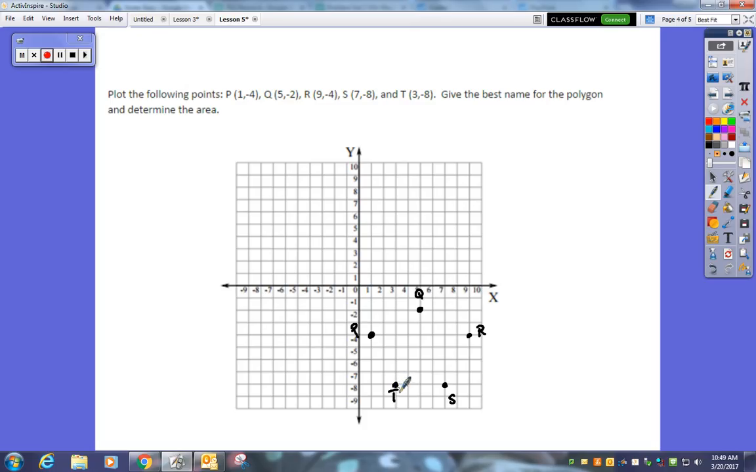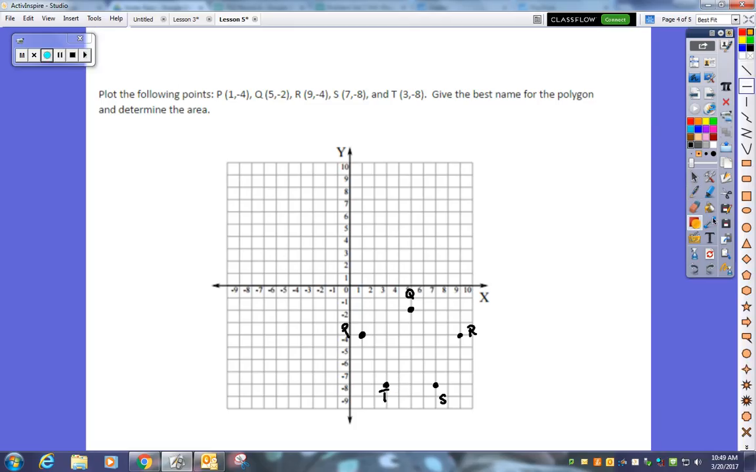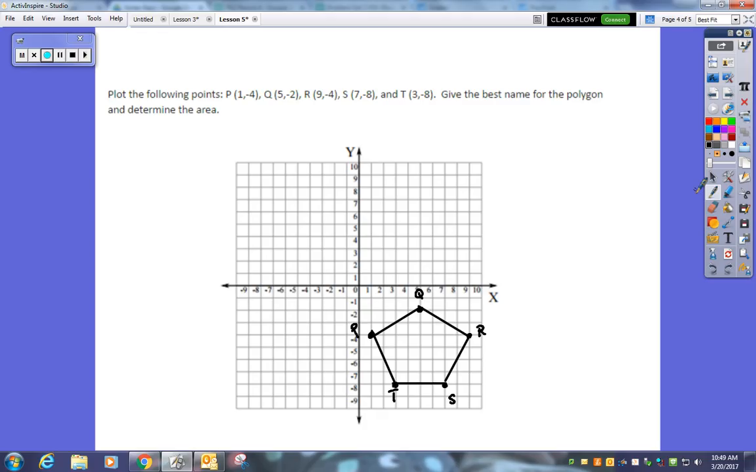So once again, we are going to connect those lines to create a figure. Okay, so with this figure, we have 1, 2, 3, 4, 5 sides, which makes it a pentagon. 5-sided is a pentagon. Pen means 5.